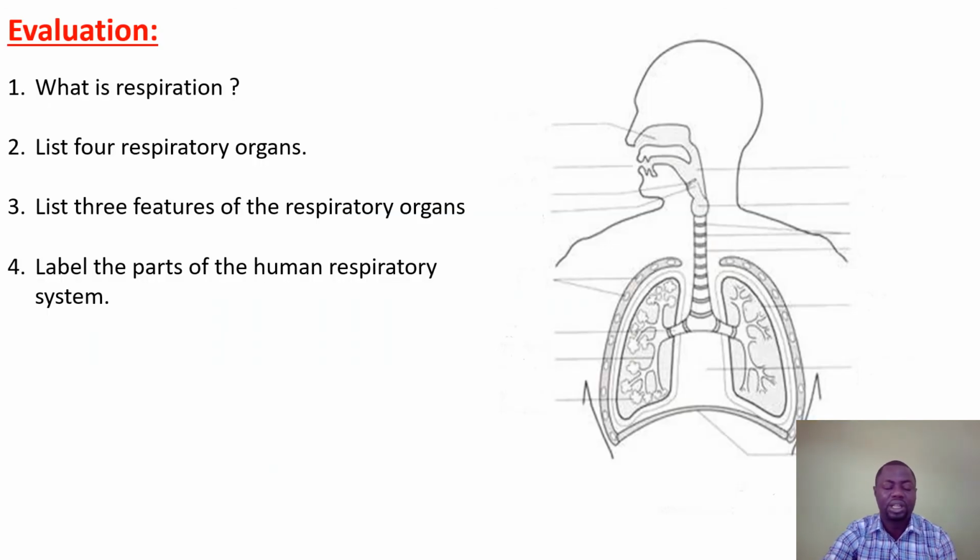Our evaluation. Number one, what is respiration? Number two, list 4 respiratory organs. I believe you remember we listed them at the beginning of the class. Number 3, list 3 features of the respiratory organs. Number 4, label the parts of the human respiratory system. You have a diagram of the human respiratory system. You are supposed to label its parts.